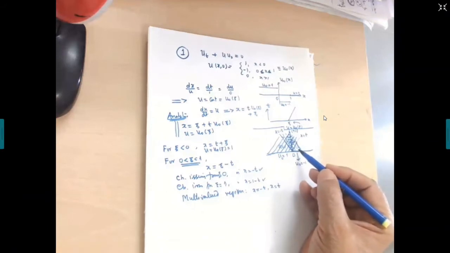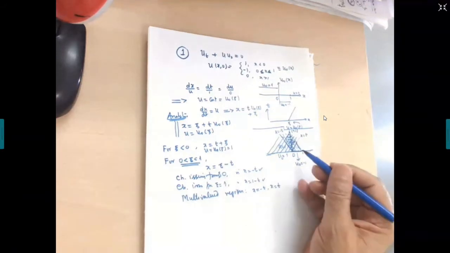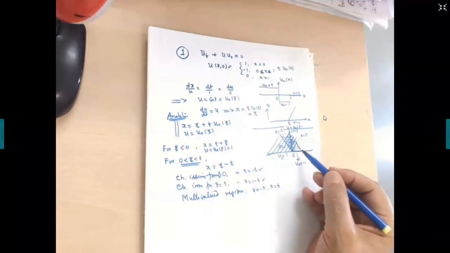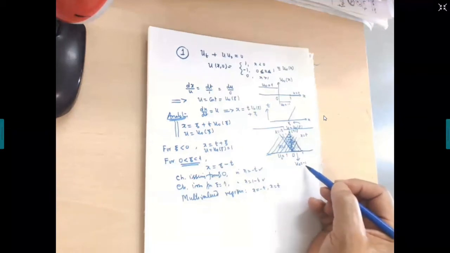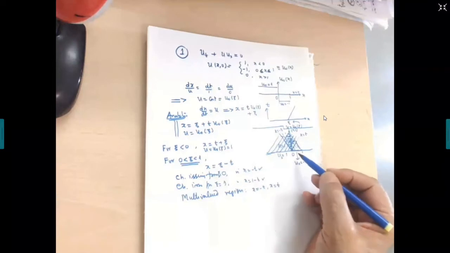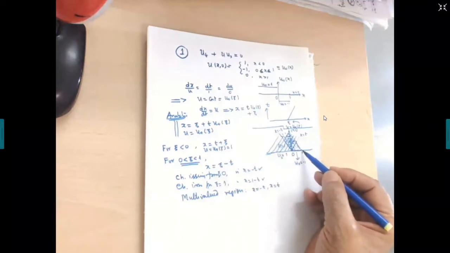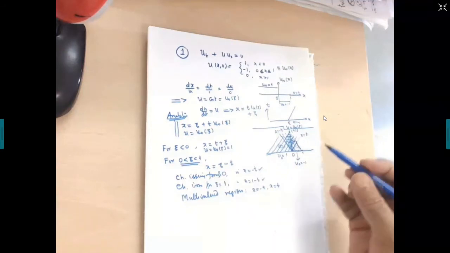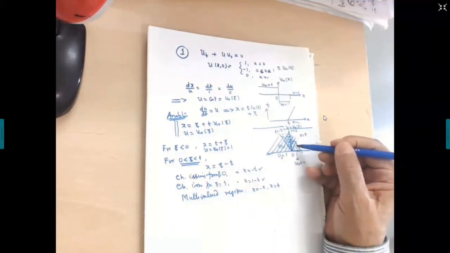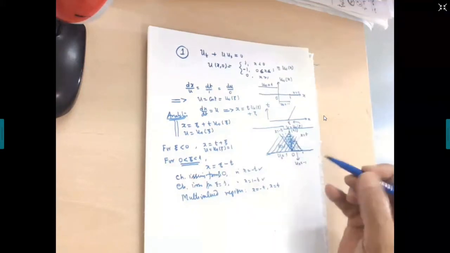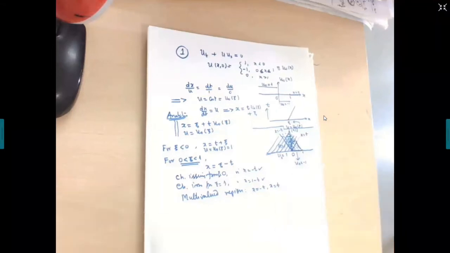Can you tell me what is the value of u here in this triangle? It is only minus 1, because on this part, 0 to 1, u is equal to minus 1. So these characteristics will carry this value minus 1. So in this triangle, u naught will be, your u will be minus 1. Yes or no?